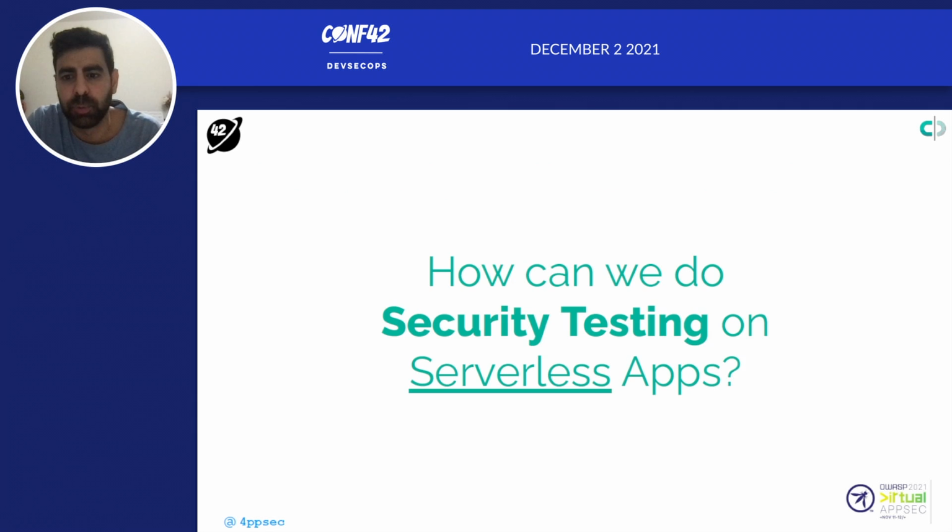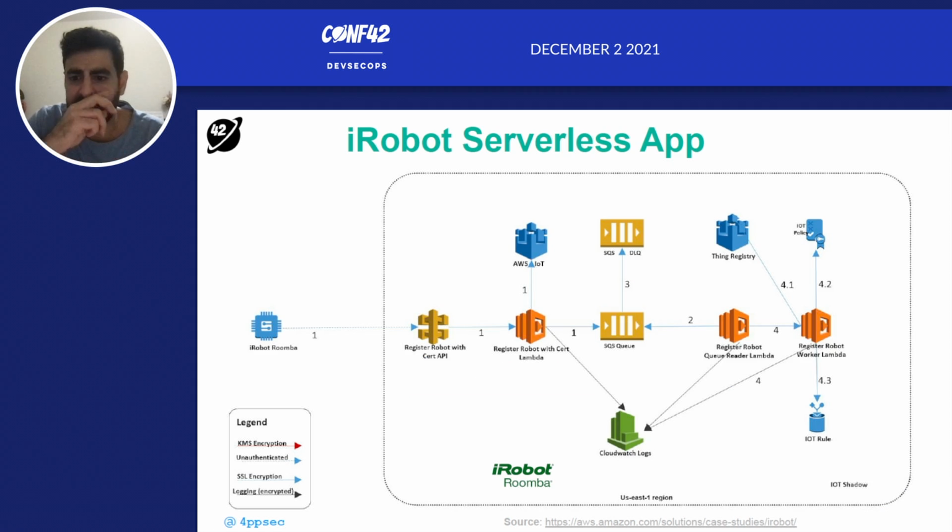So how should we do security testing for serverless? Let's take an example. This is a tiny application, really, just 3 Lambda functions taken from Amazon.com. It's based on the iRobot Roomba, right? It's just the registration service. You bought an iRobot, you open it for the first time, and it sends one request to register your robot.